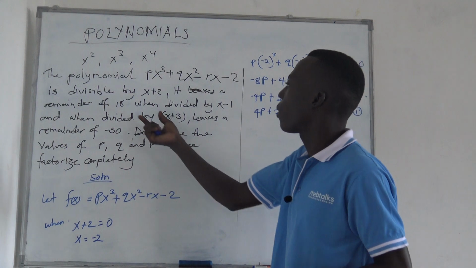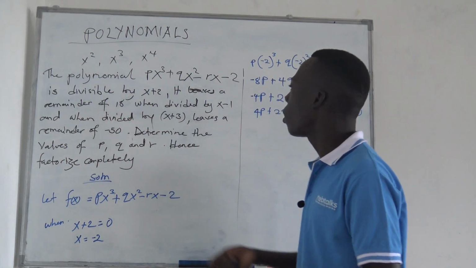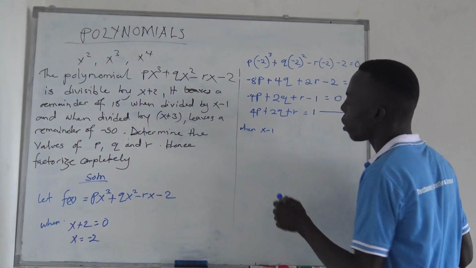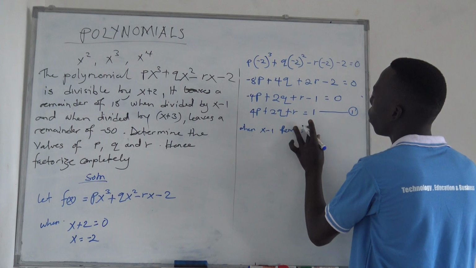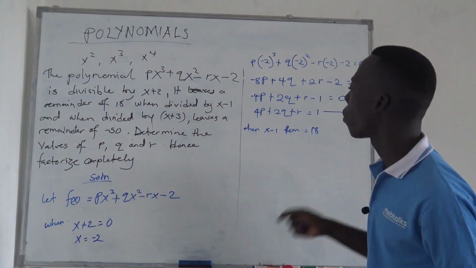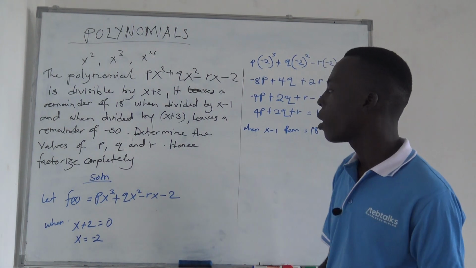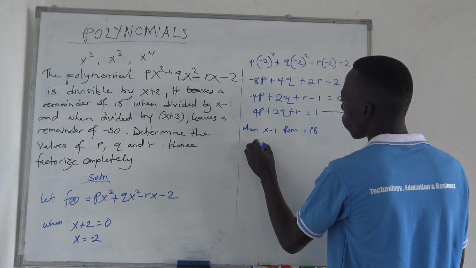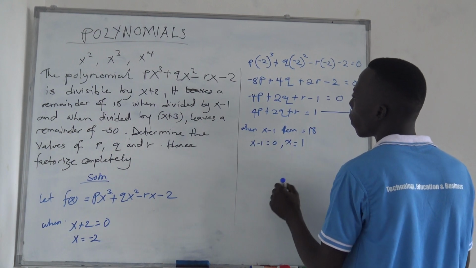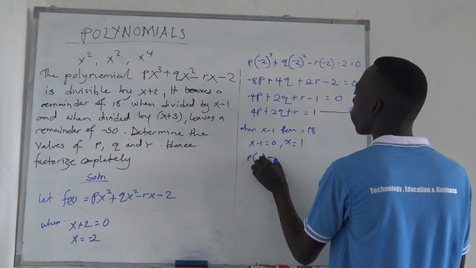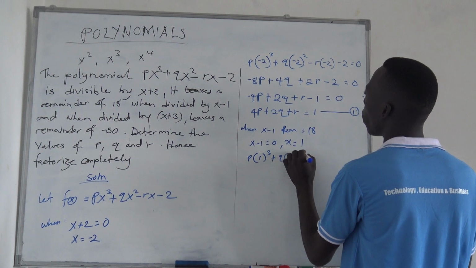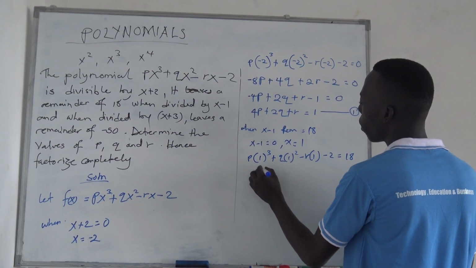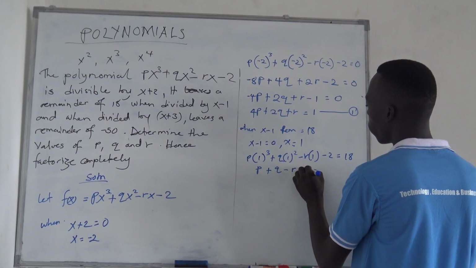So after getting equation 1, then we consider that it leaves a remainder of 18 when divided by x minus 1. So when x minus 1 is dividing it, the remainder is equal to 18. So we said when they give you a remainder, the value of f of x now becomes the remainder. So that means you make x minus 1 equals 0, so x is equal to 1. So substituting, which is p into 1 cubed plus q into 1 squared minus r into 1 minus 2 equals 18. So for this case, it will be p plus q minus r minus 2 equals 18.